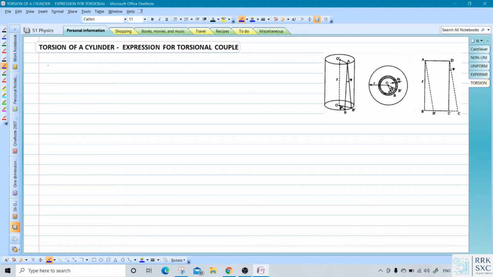Today we will discuss the concept of torsion of a cylinder and then we will derive an expression for the torsional couple. So in the previous lecture videos we have discussed the Young's modulus of a material, how to calculate the Young's modulus, and what are the expressions for the depression as well as the elevation of loaded beams.